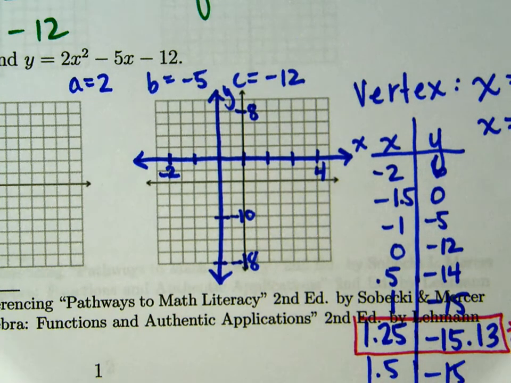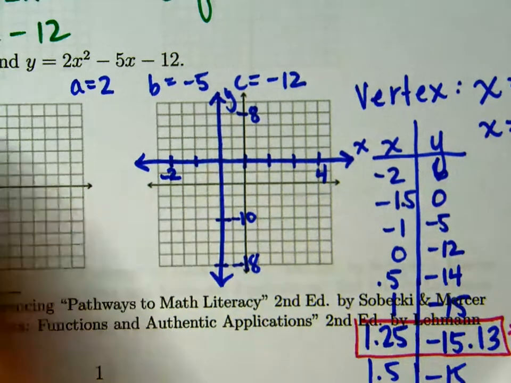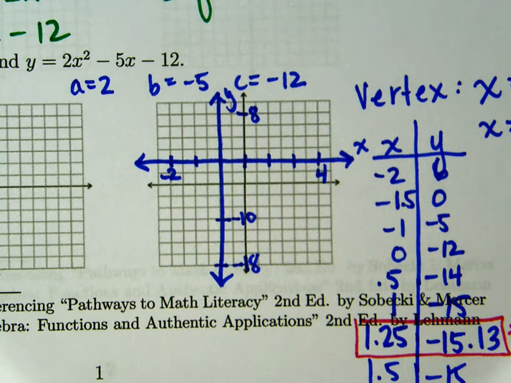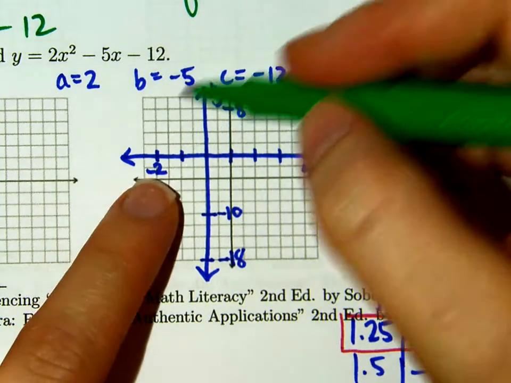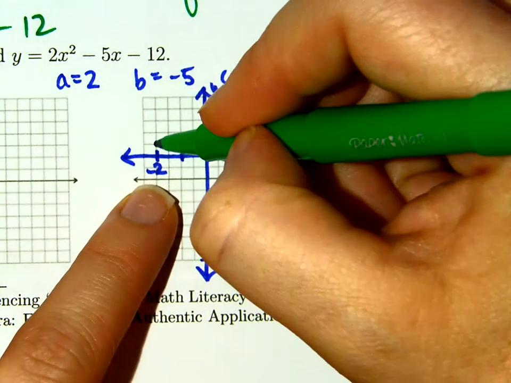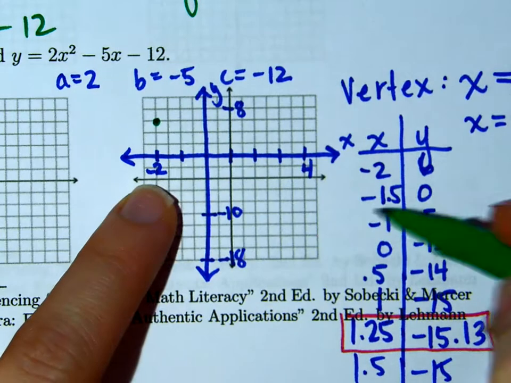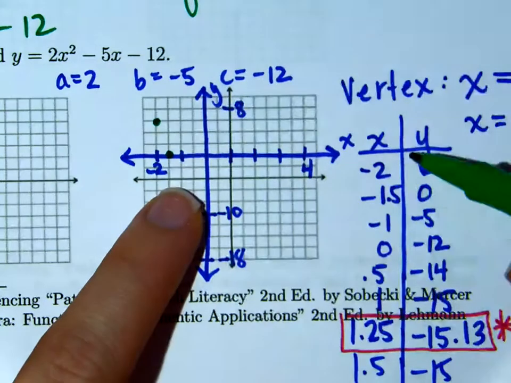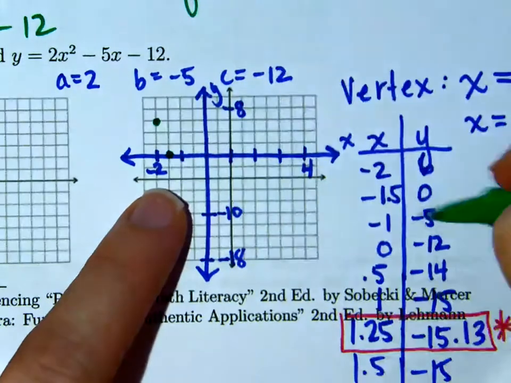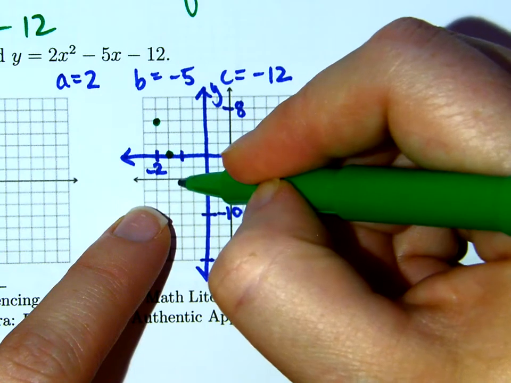Okay, let's plot these points. All right, general form. It was -2, 6. 2, 4, 6. Got it. -1.5, 0. Check. -1, -5. 2, 4, 5. Got it.